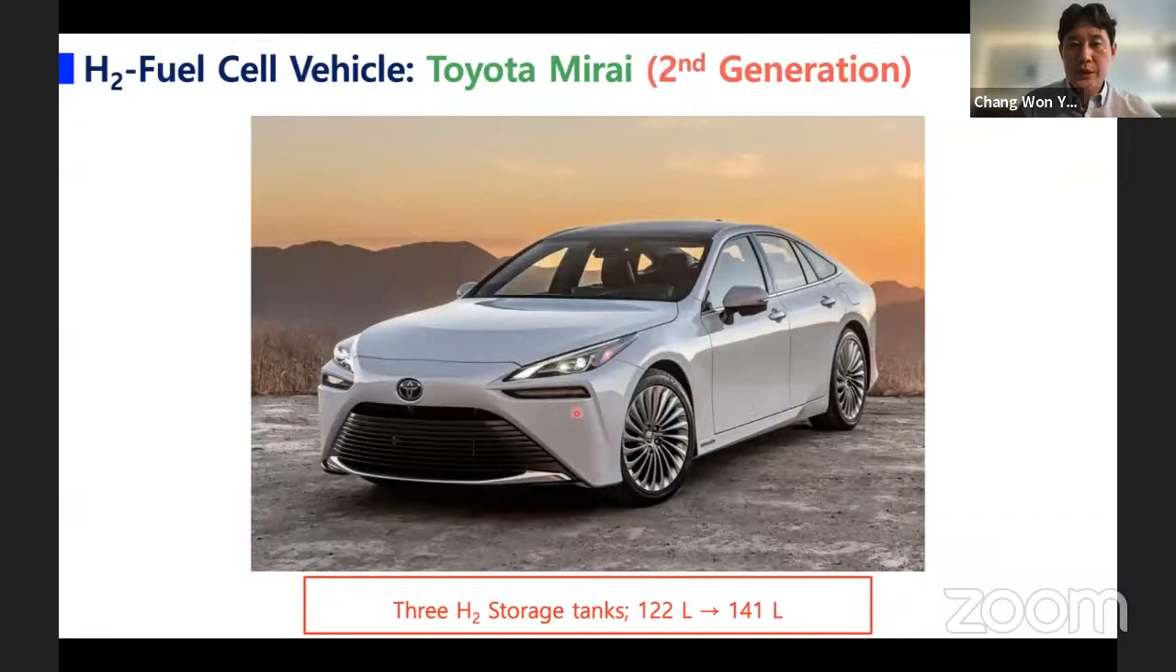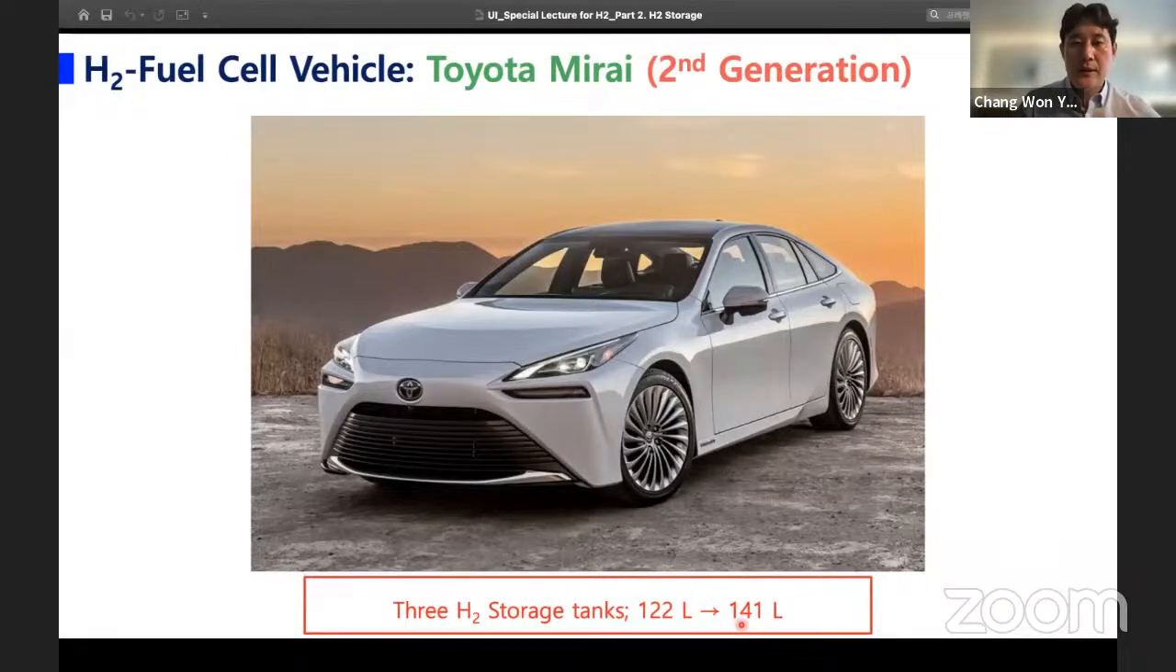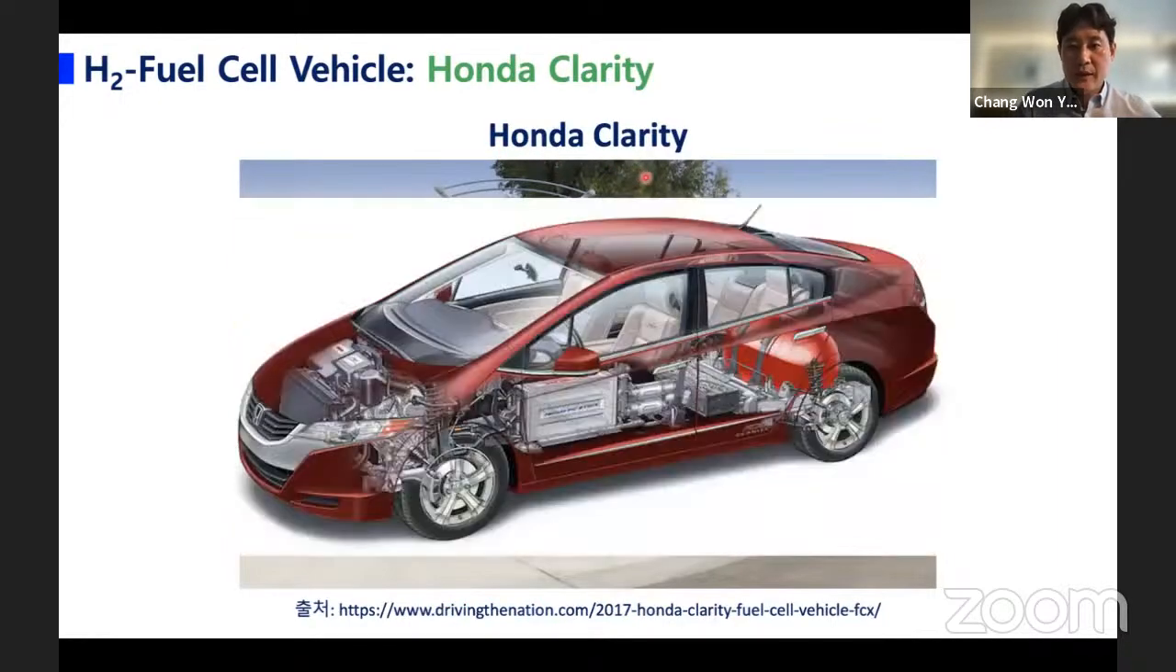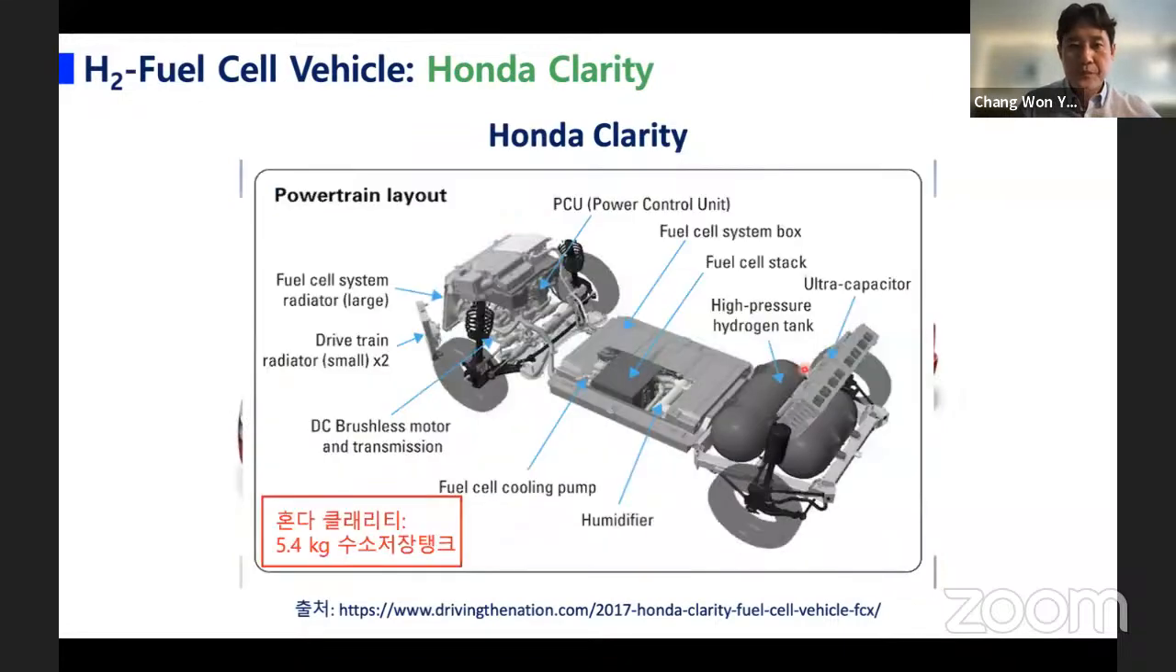And the second generation also uses that, and the hydrogen storage tank volume is a little bit extended. And the last example for pressurized hydrogen is the Honda Clarity. The Honda Clarity is also equipped with a hydrogen storage tank at 700 bar, so it can also store 5.4 kilograms of hydrogen and drive about 400 kilometers.